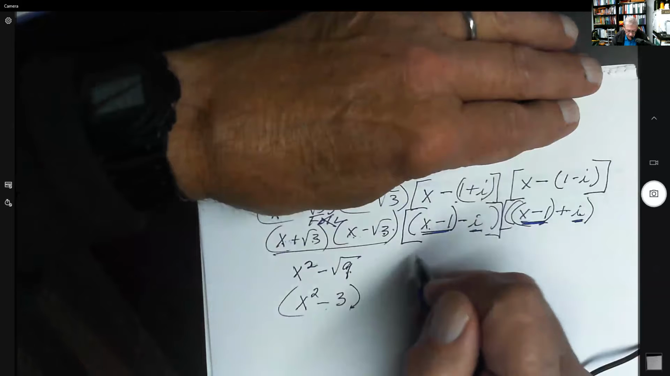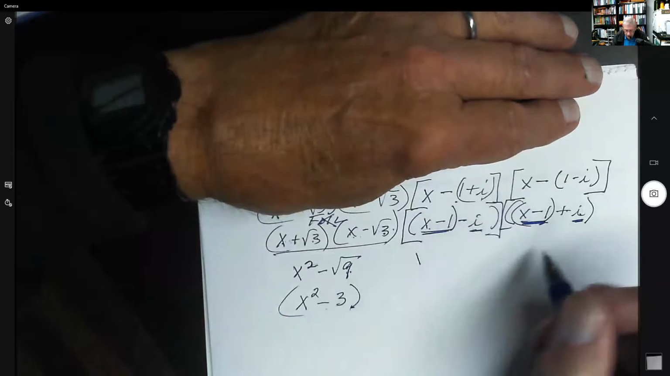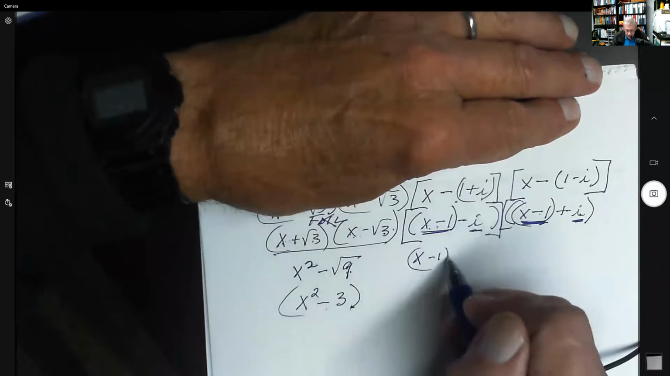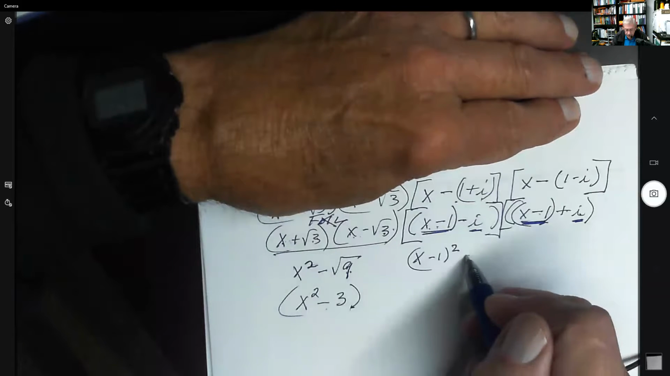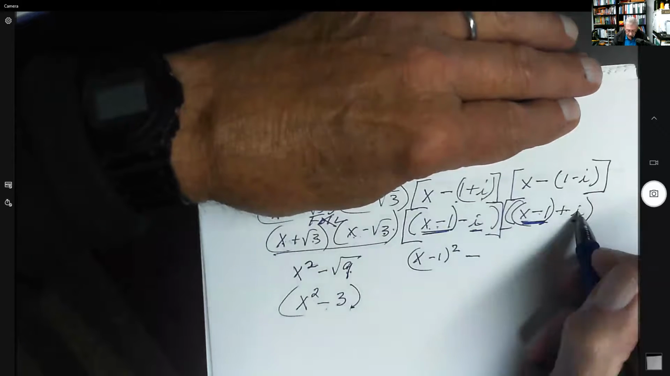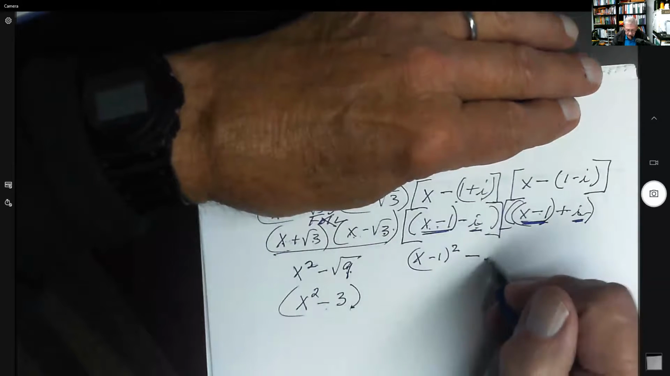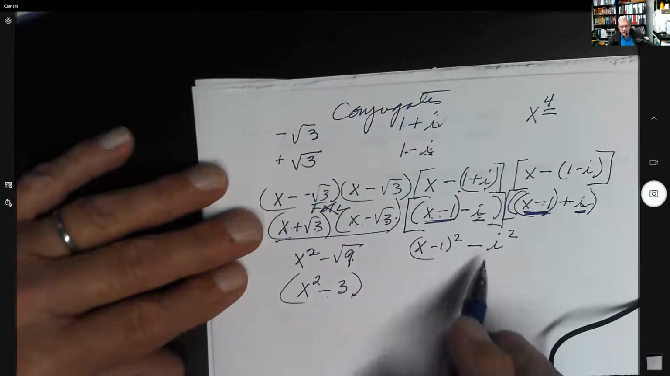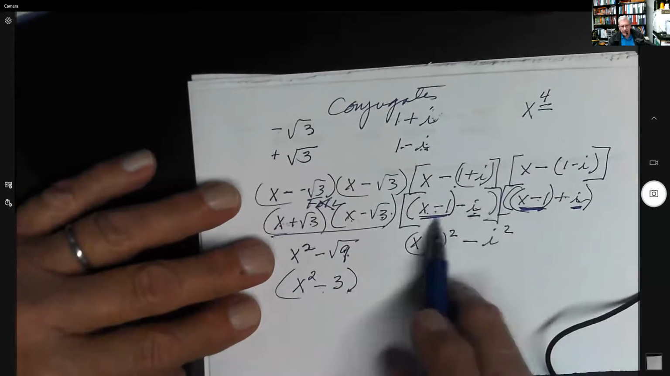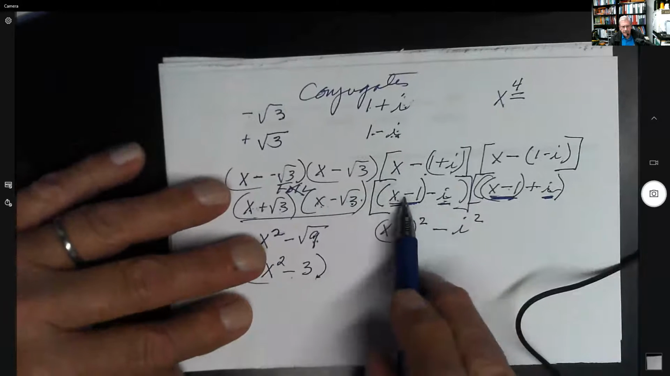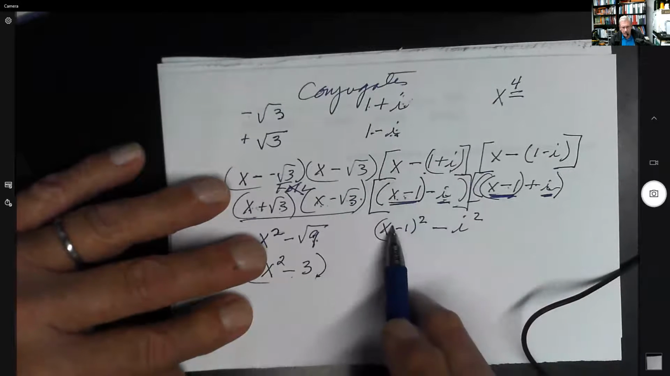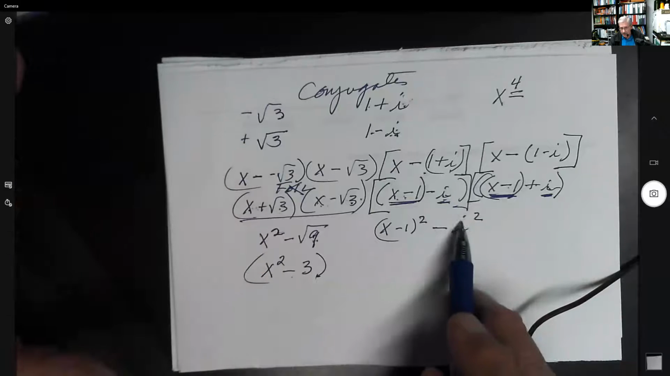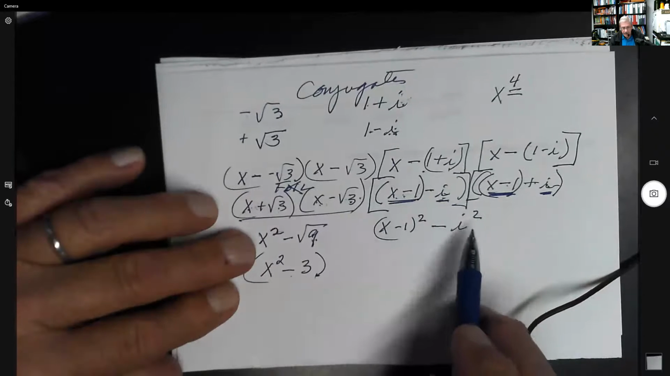So this gives me, if we're going to do the short FOIL, x minus 1 squared minus i times i squared. So this is a unique little factor pattern. X minus 1, x minus 1, x minus 1 squared, i times i. I told you it's going to get harder. Okay?